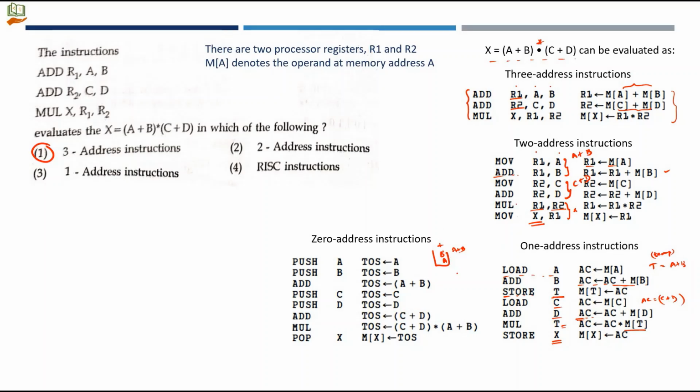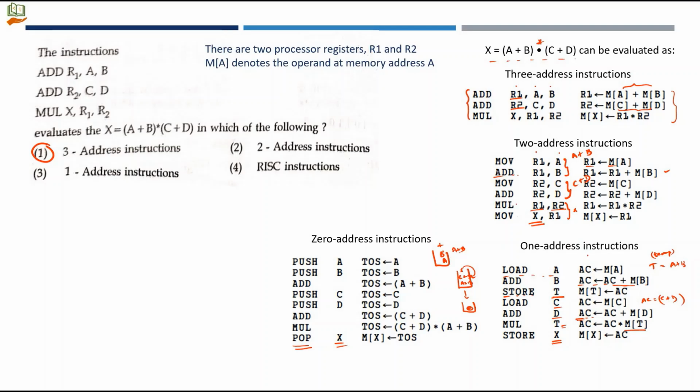So when you take the stack now, A plus B evaluation will be here, then C plus D evaluation will be here. Now we are multiplying both these values with the multiplication operator. After multiplication, the result will be present here. That result will be transferred to X. So we are popping X in the final stage.